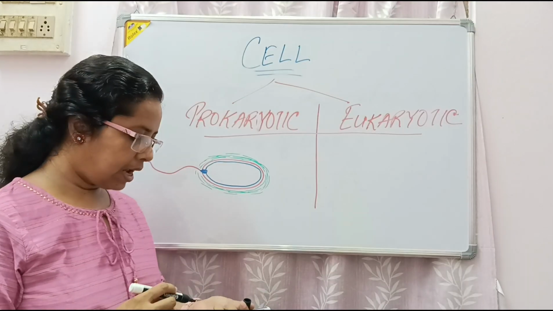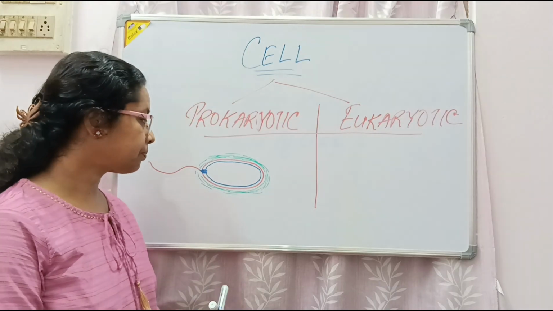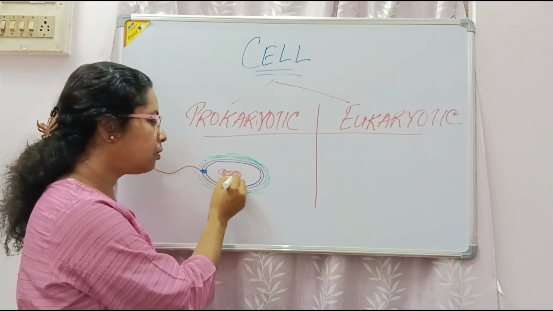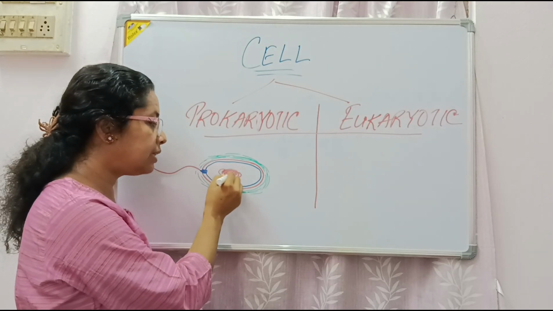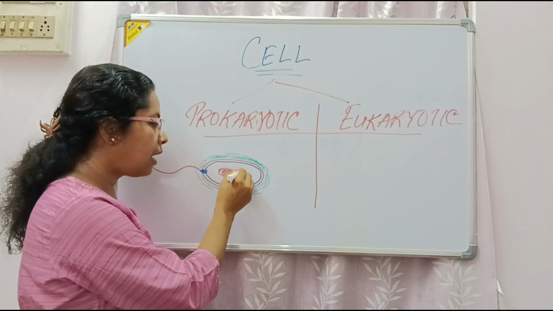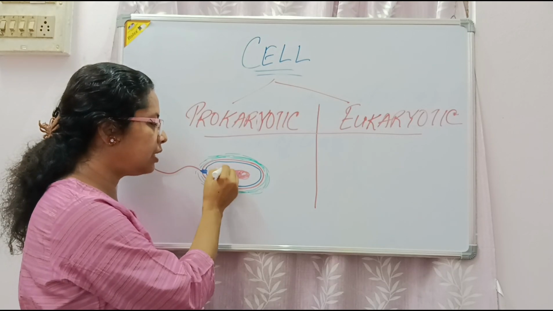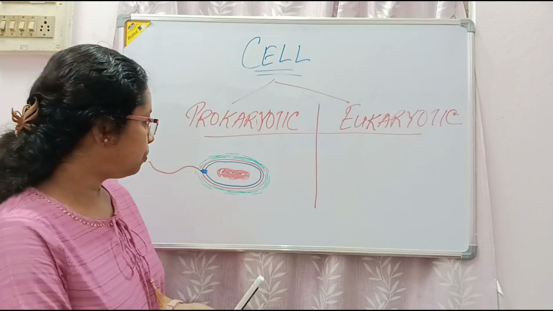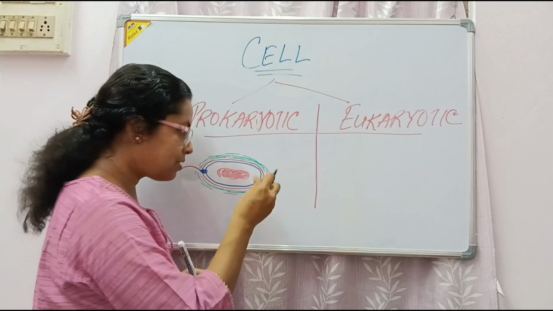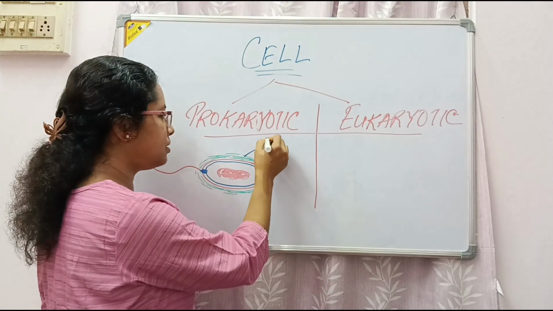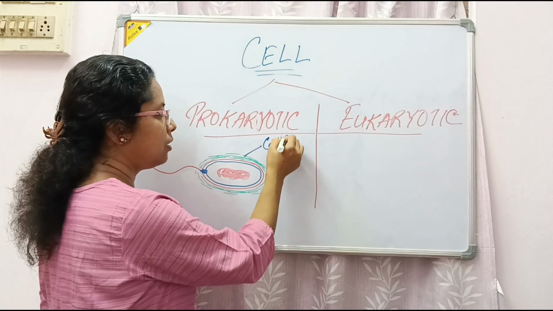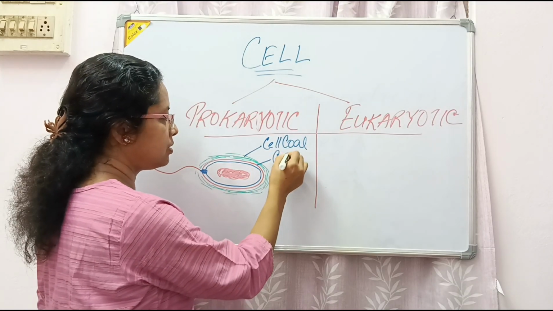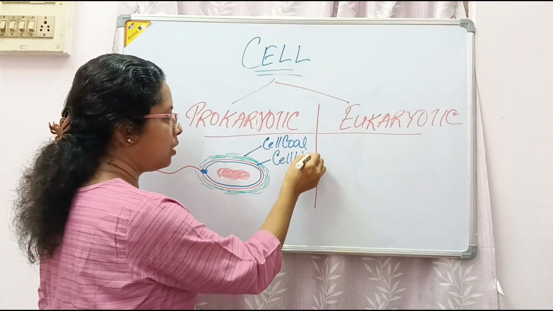Now inside the bacterium, there is a nucleoid, which acts as the genetic material of the bacterium. Actually, bacterial cells do not contain any true nucleus. Oops, I didn't label. So let us label. This one is the cell coat. This is the cell wall.